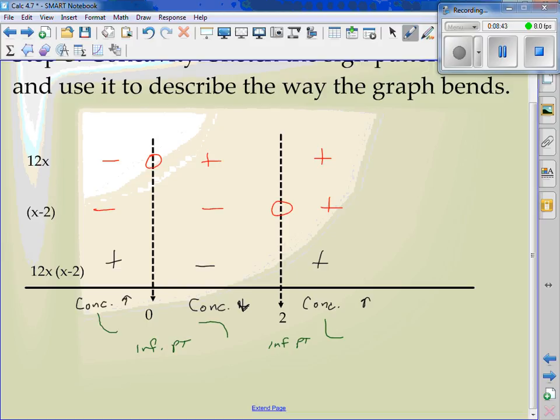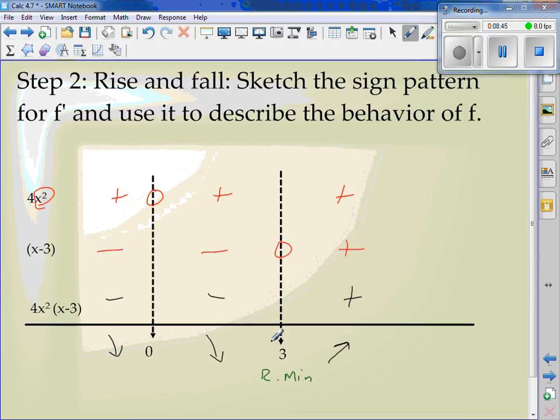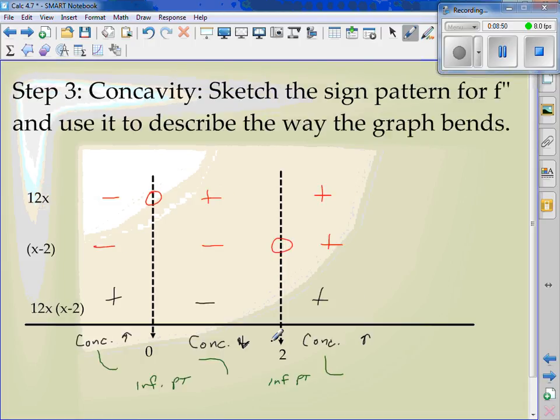Do you understand the differences? The first derivative will tell me relative maxes and mins. The second derivative will tell me inflection points.